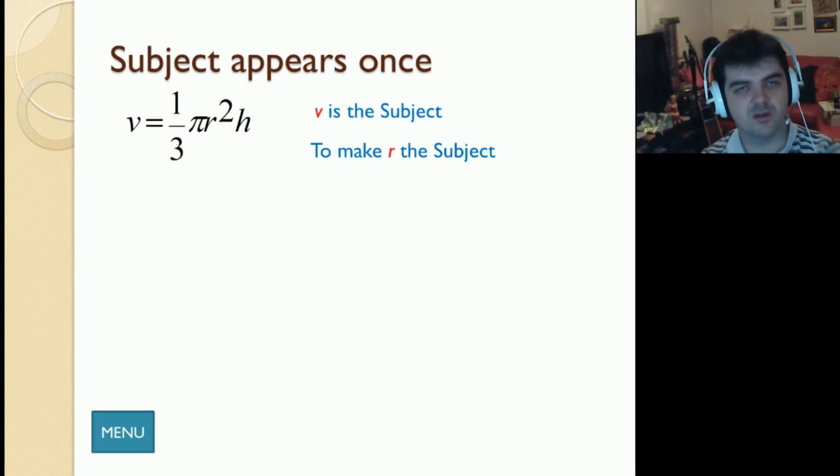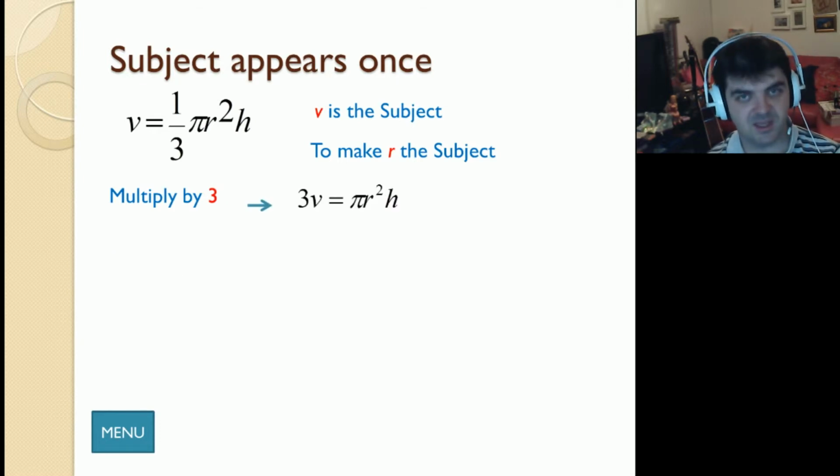What if we wanted to make r the subject, however? Okay, same process goes along. We would have V equals a third, so we'd multiply by the 3 to start off with. We'd still get 3V equals pi r squared h, right? The r is squared in this case. We can't touch it at the moment.